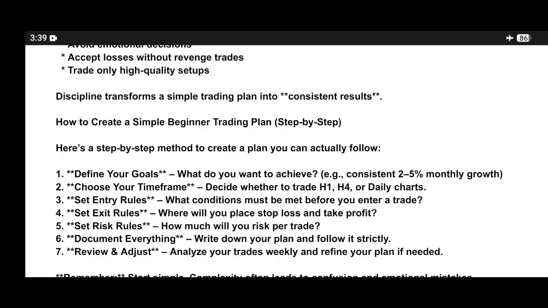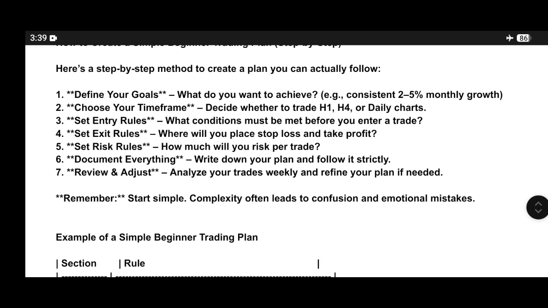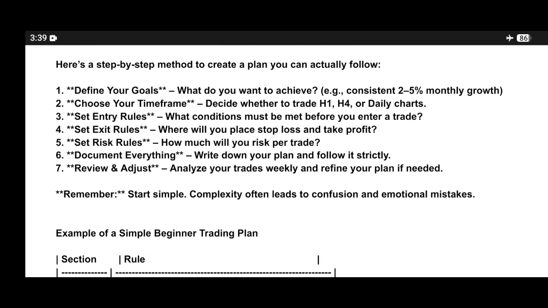Number 3, set your entry rule. What condition must be met before you enter a trade? Number 4, set your exit rule. When will you place stop loss and take profit? Number 5, set risk rules. How much will you risk per trade? Number 6, document everything. Write down your plan and follow it strictly. Number 7, review and adjust. Analyze your trades weekly and refine your plan if needed. Remember, start simple. Complexity often leads to confusion and emotional mistakes.